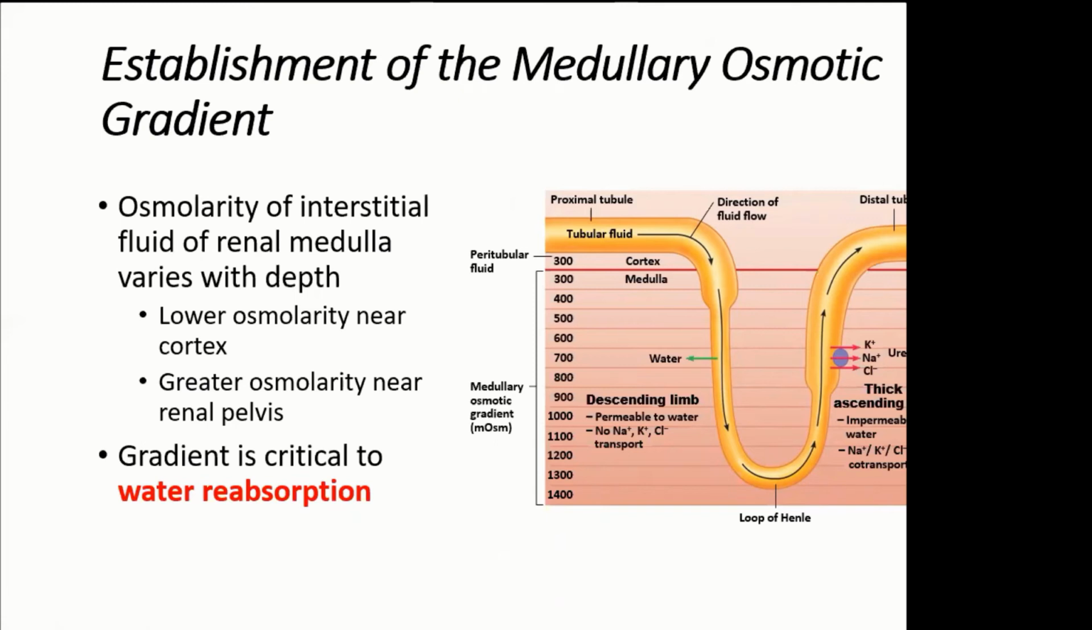Okay, so that's mostly what's happening in the proximal tubules. As we move into the loop of Henle, we're still going to be controlling the solutes in order to move water, but it's going to get a little more complicated. So we're going to talk now about the establishment of something called the medullary osmotic gradient.